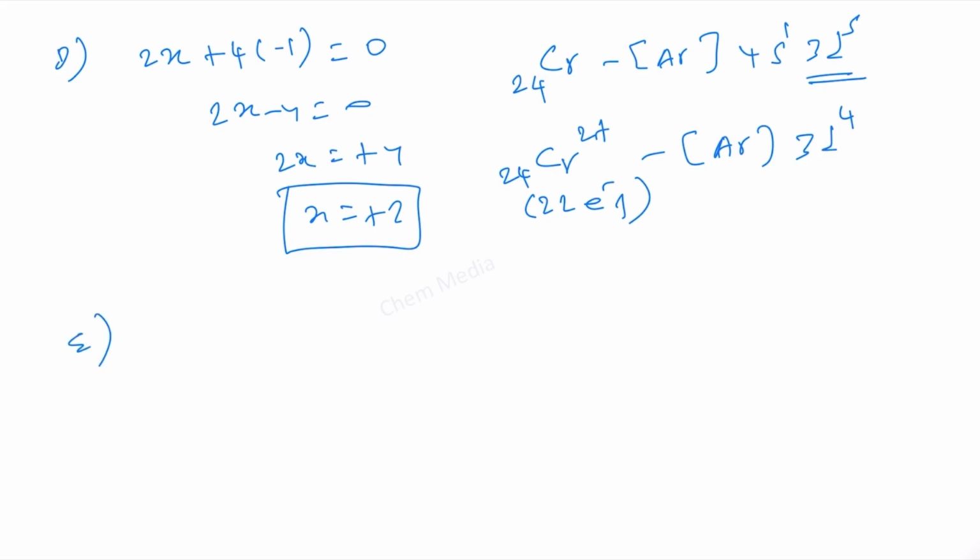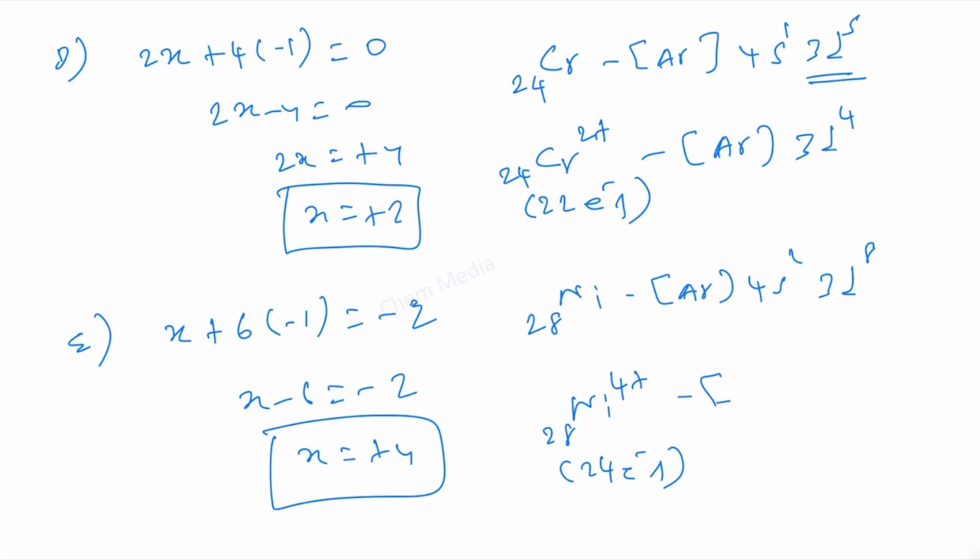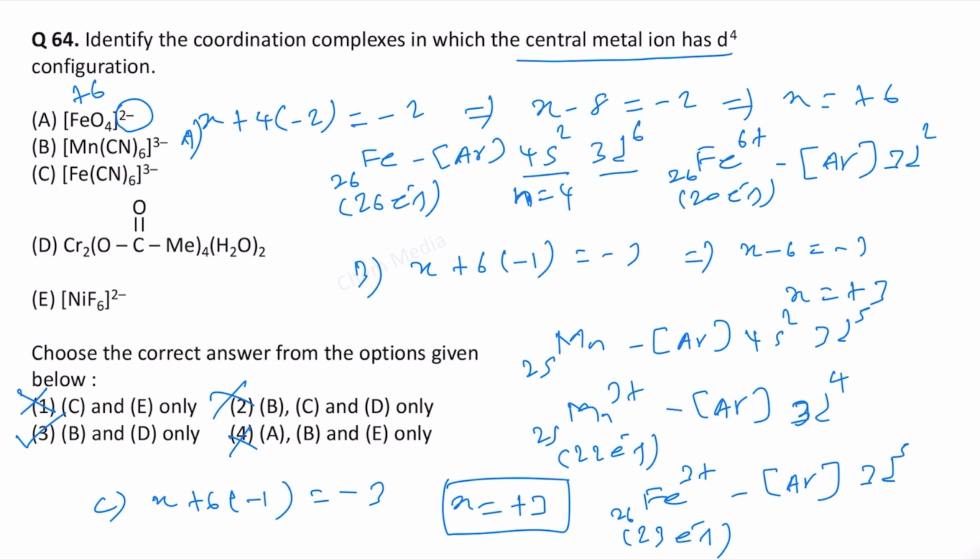How about E? For E, the hexafluoronickel complex. So X plus 6 times -1 equal to -2. Therefore X minus 6 equal to -2. Therefore X will be +4. The atomic number of nickel is 28. Therefore, for neutral, the electronic configuration is argon and then 4s2, that makes 20, and then 3d8. Now for nickel 4+, we will have 24 electrons. Therefore, now the electronic configuration is argon and then 3d6. Therefore, E also shouldn't be there. This means that option 3 is the correct choice here.